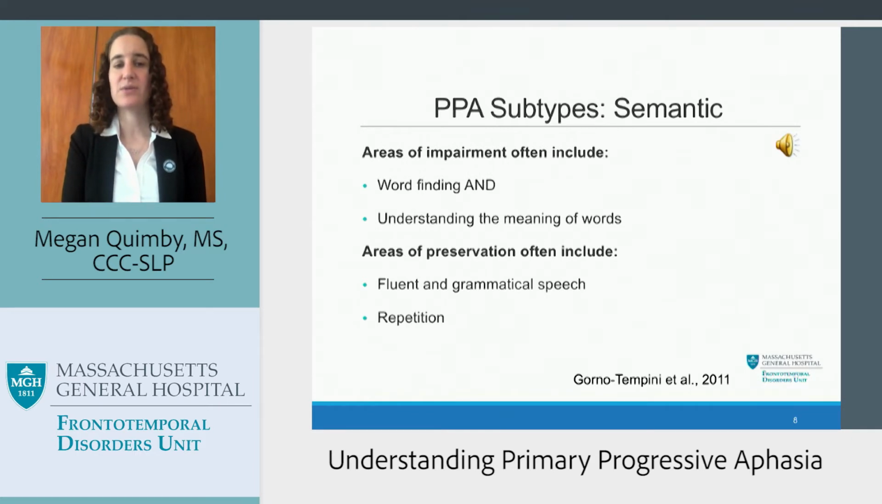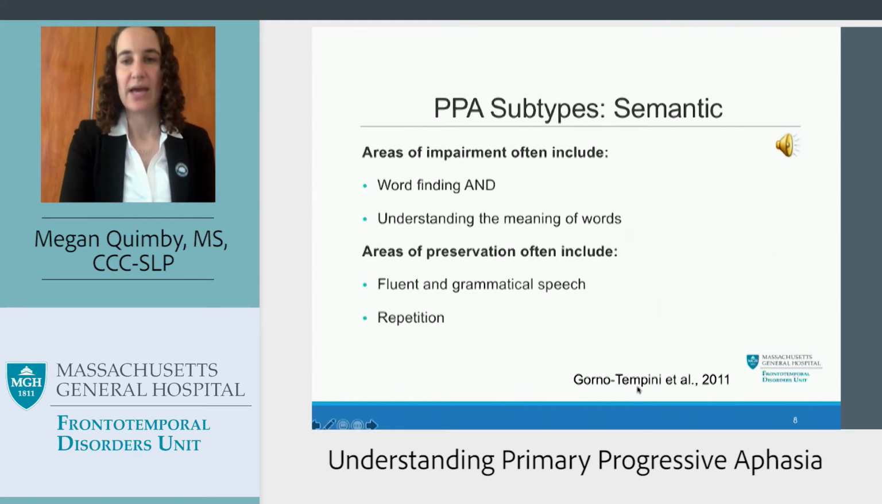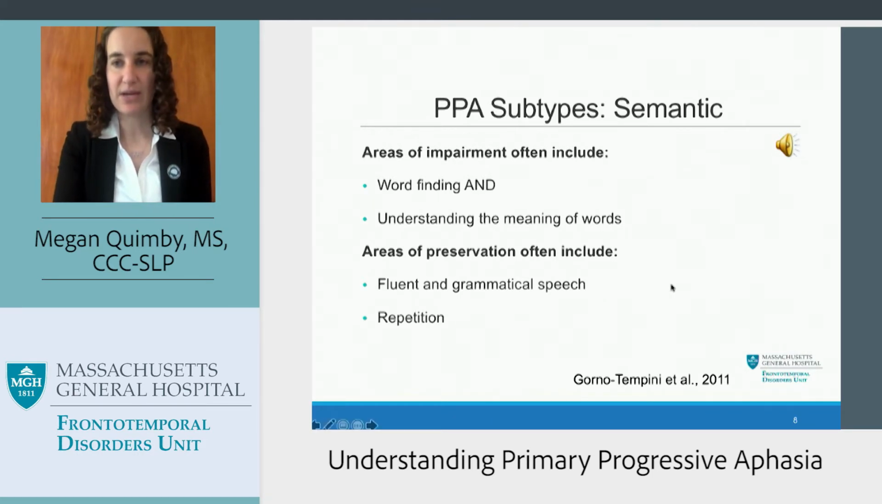They also have difficulty with something called single word comprehension, which is understanding the meaning of words. So for instance, if a communication partner said, oh, can you grab some strawberries when you're at the market, the patient may say, oh, what are strawberries? Because they're not really understanding the meaning of some words. This is especially true with low frequency words, but as the disease progresses, they may have more and more difficulty understanding the meaning of words. So this is a sample of a semantic PPA patient describing the picnic scene.